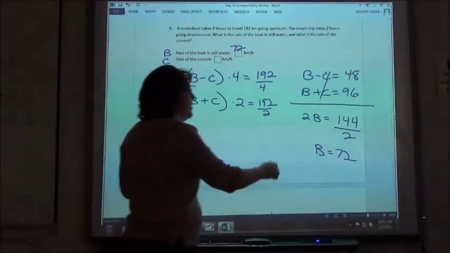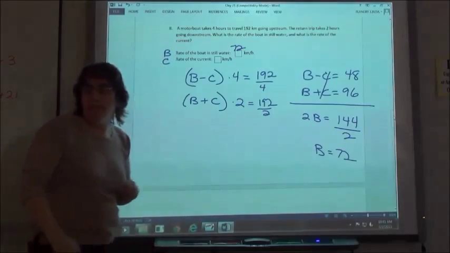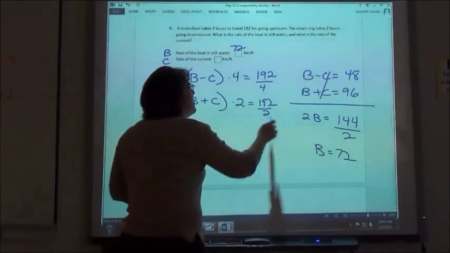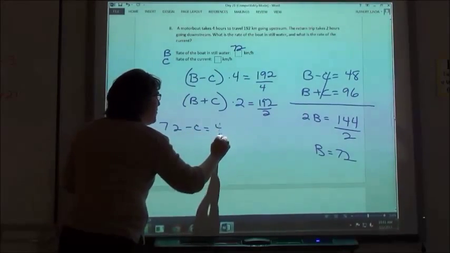In for B. Do we want to use the top equation or the bottom equation? The top one? Okay, we'll use the top one this time. So we would say 72 minus C equals 48.